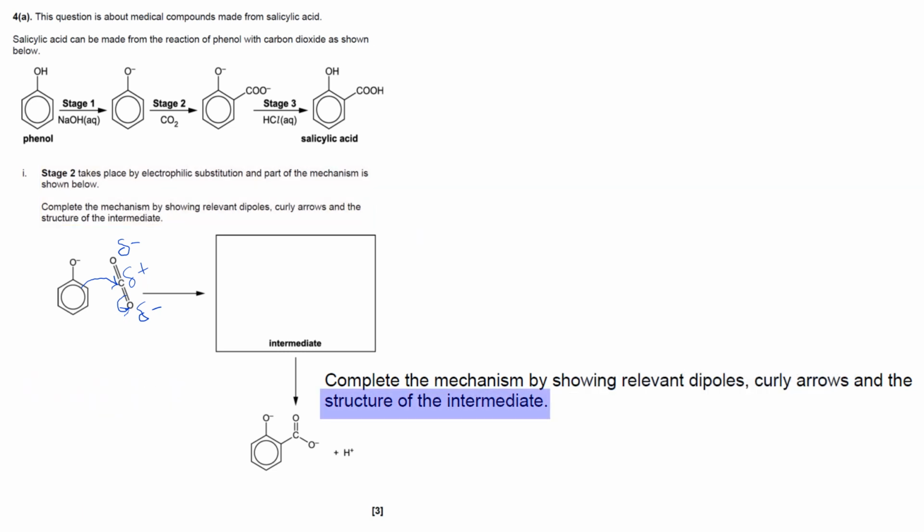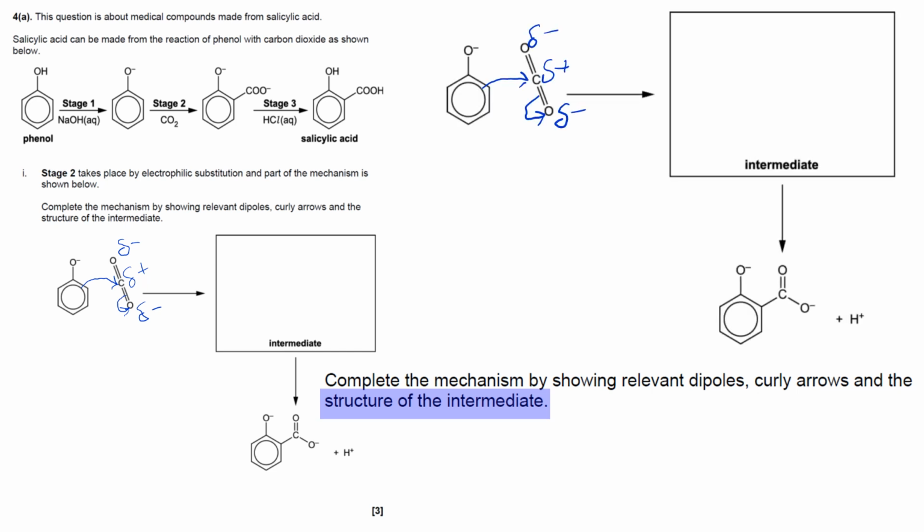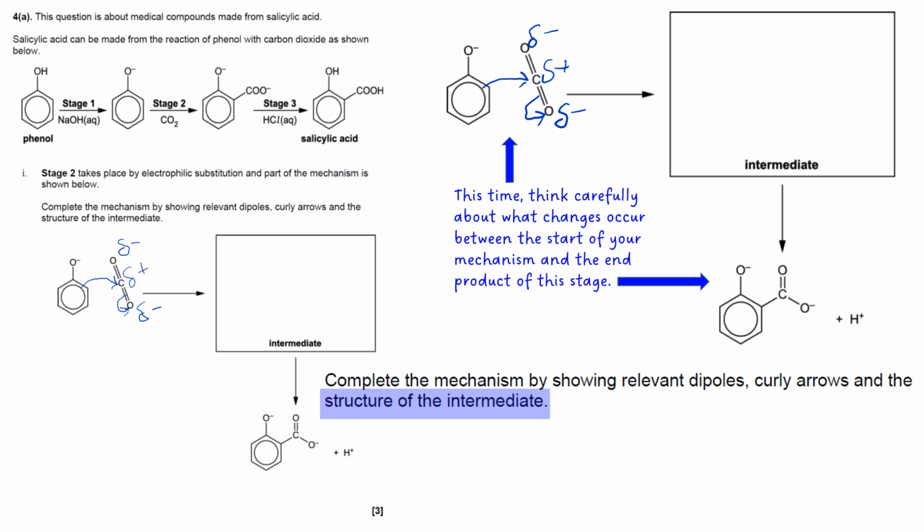Now let's think about the structure of the intermediate that goes in the box. So taking what we worked out already, this time you have to think about what changes occur between the start of my mechanism and the end product. So if you have a look, now it should seem a bit more familiar.